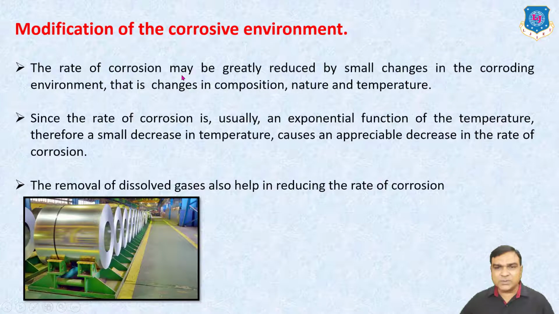Modification of corrosive environment. The rate of corrosion may be greatly reduced by small changes in the corroding environment, that is, changes in composition, nature, and temperature. Since the rate of corrosion is usually an exponential function of the temperature, a small decrease in temperature causes an appreciable decrease in the rate of corrosion. The removal of dissolved gases also helps in reducing the rate of corrosion.